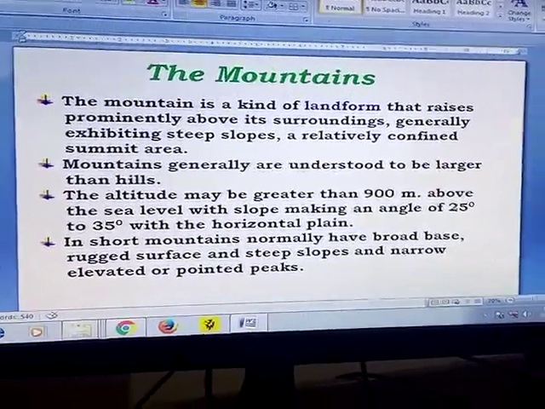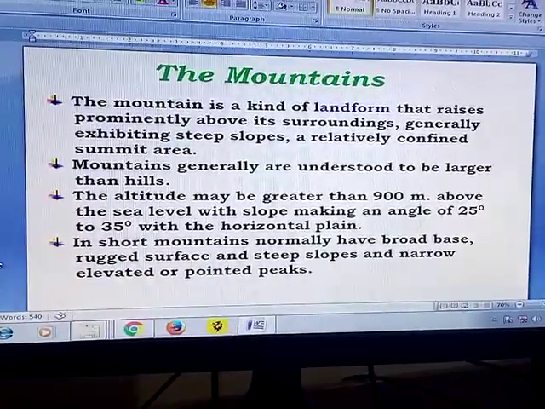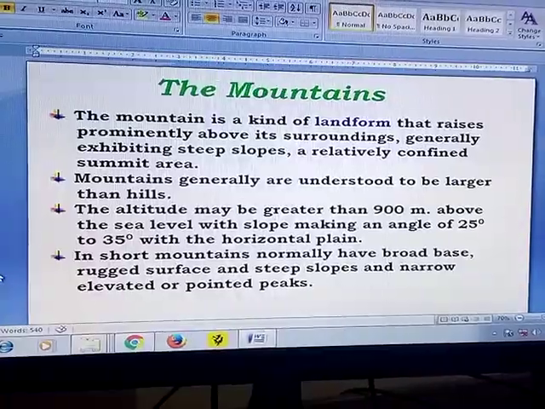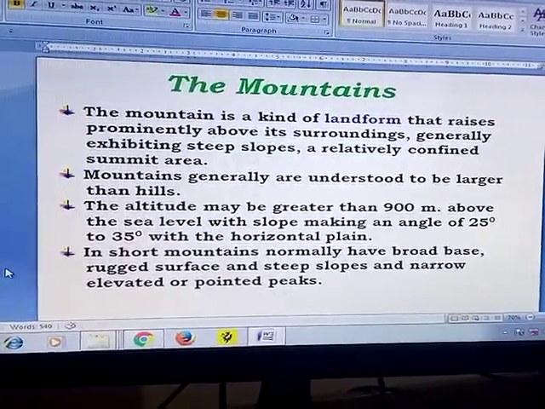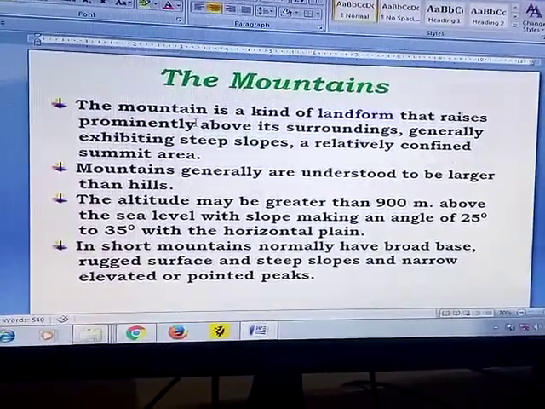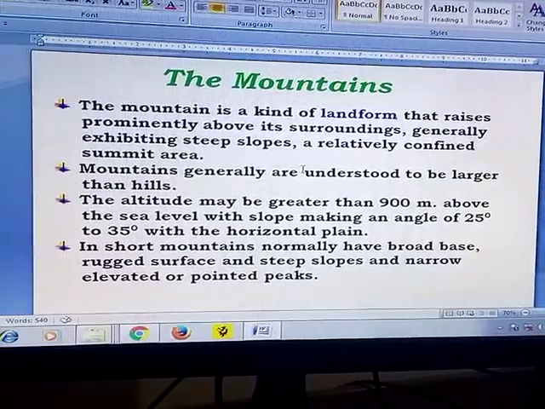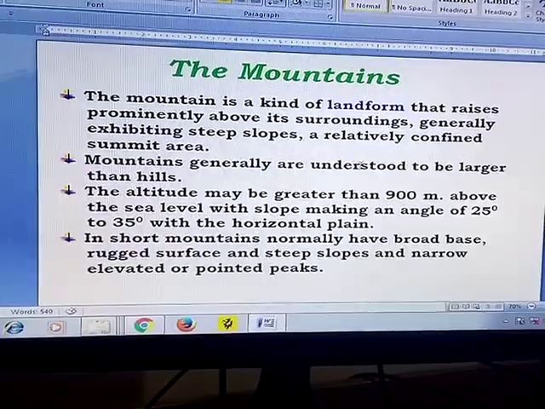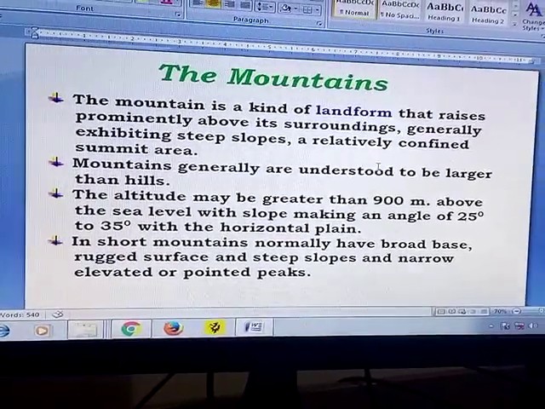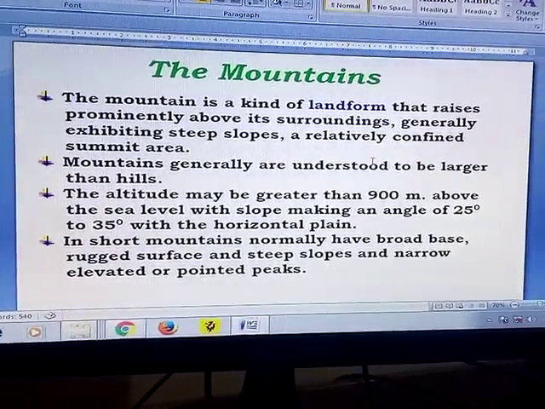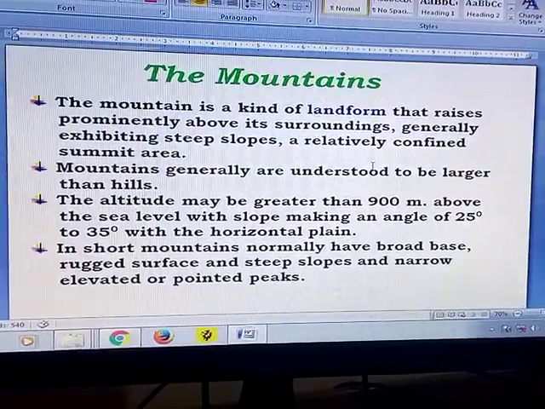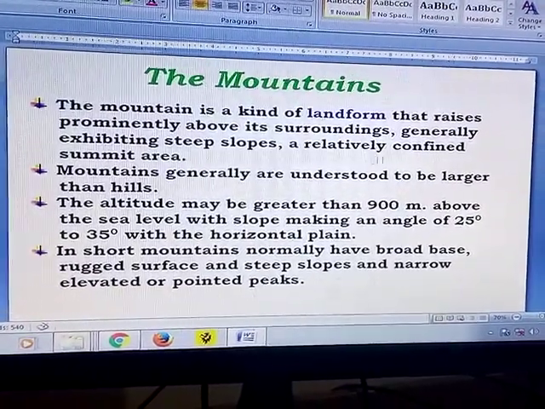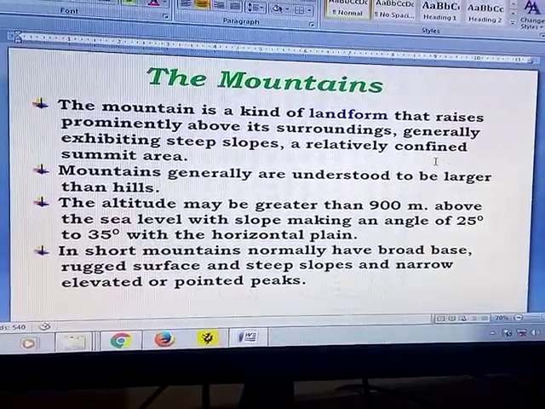Now, what is a mountain? Actually, you cannot really define a mountain in words. No matter how much you define, still something is missing. However, this is an overall approximate description of mountains. A mountain is a kind of landform that rises prominently above its surroundings, generally exhibiting steep slopes and a relatively confined summit area.